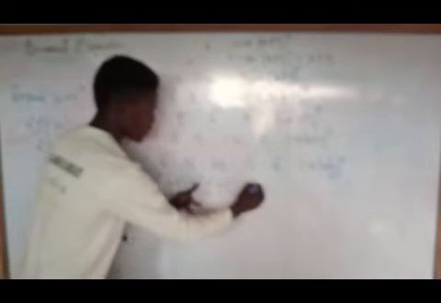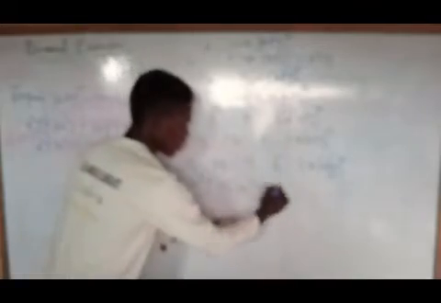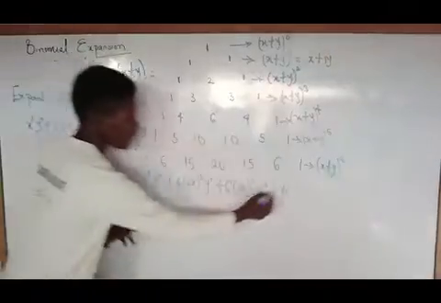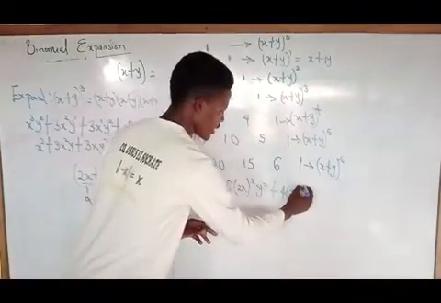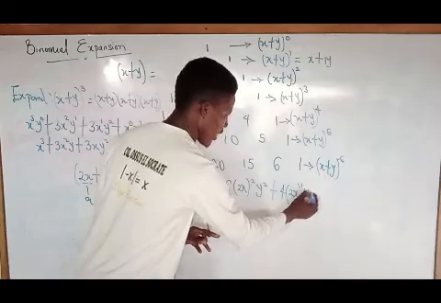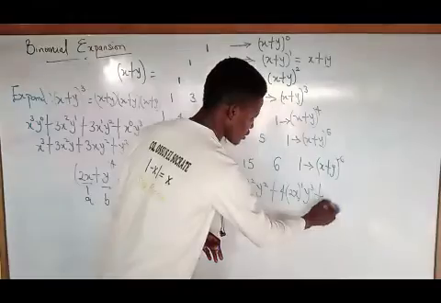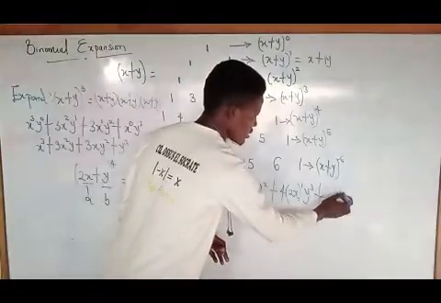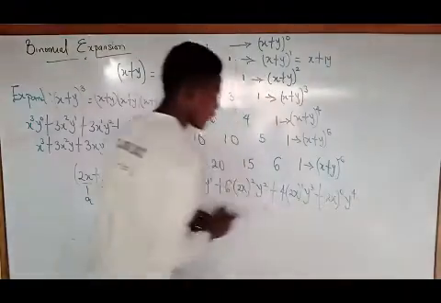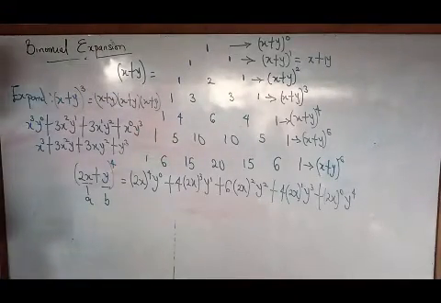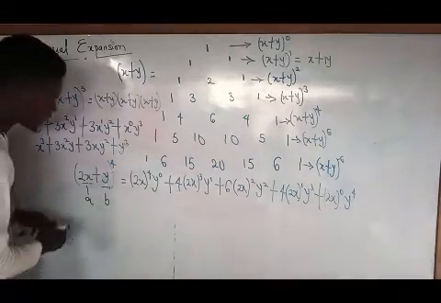Then plus, what's the next coefficient? 6. Open the bracket, 2x raised to power 2. Then y raised to power 2. Plus, what's the next coefficient now? 4. Then you write your 2x again, raised to power 1. Then y raised to power 3. Plus, what's the last coefficient? 1. So I don't need to write that. That will be 2x all raised to power 0. Then y raised to power 4. Alright? So after that, the next thing you have to do is to expand this using your indices.